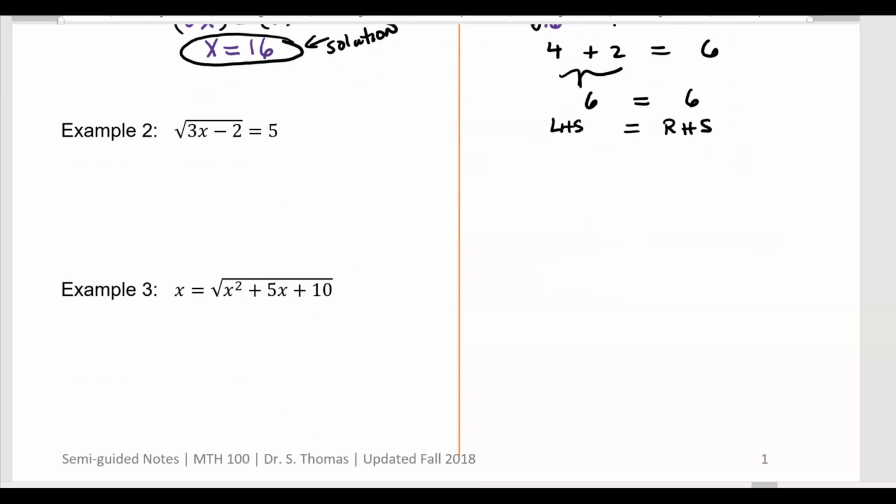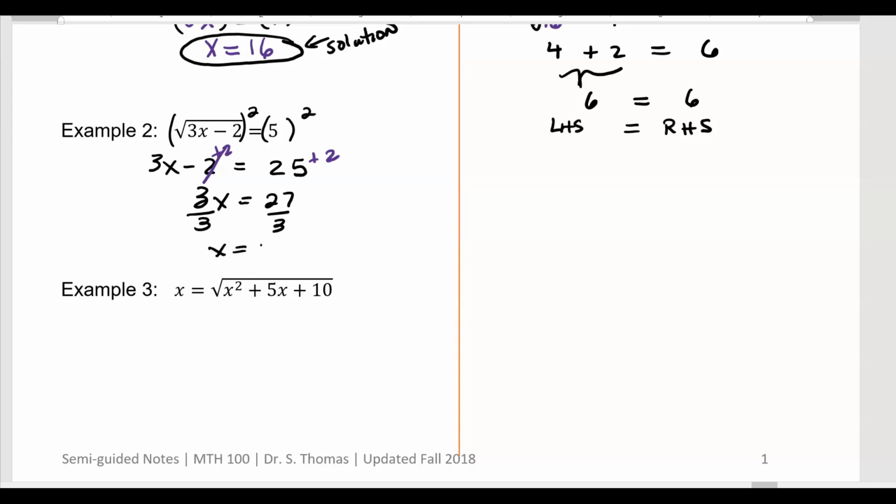Let's move on to example 2. Our radical is already isolated because the only thing on the left side is the radical. Everything is under that radical, so we're good to go. Let's square both sides since it was a square root. And then we get 3x minus 2 equals 25 this time. Now we have to solve for x. So we're going to add 2 to both sides. We get 3x equals 27. Divide by 3. x equals 9.